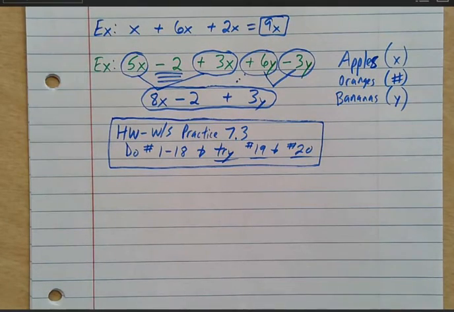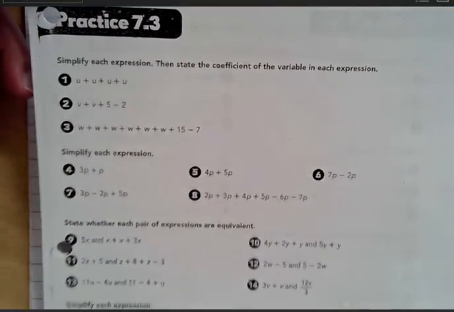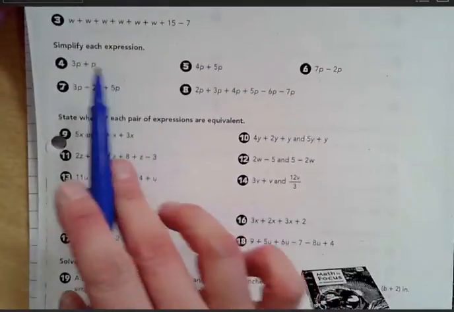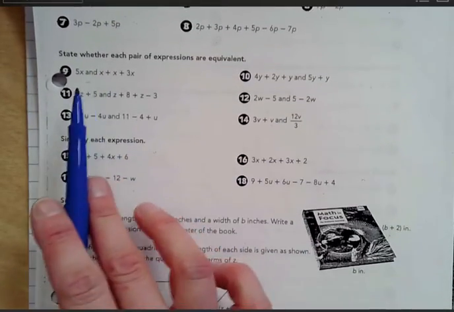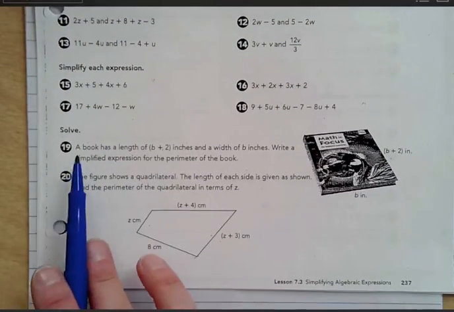And that looks like this page in the packet, practice 7.3: simplifying, stating the coefficients, simplifying, combining your like terms, state whether they're equivalent, simplify, and then I'd like you to try 19 and 20.